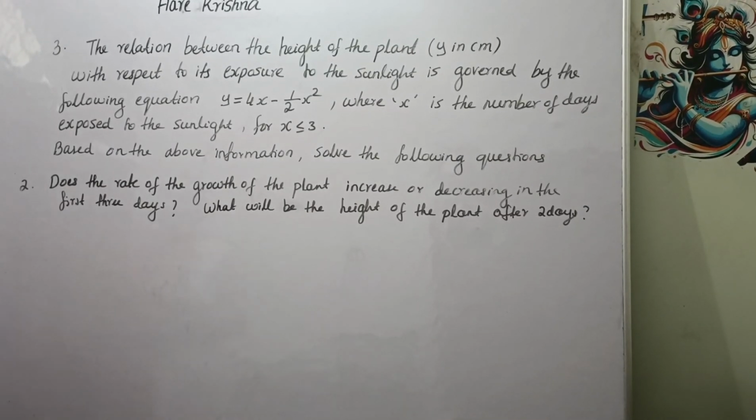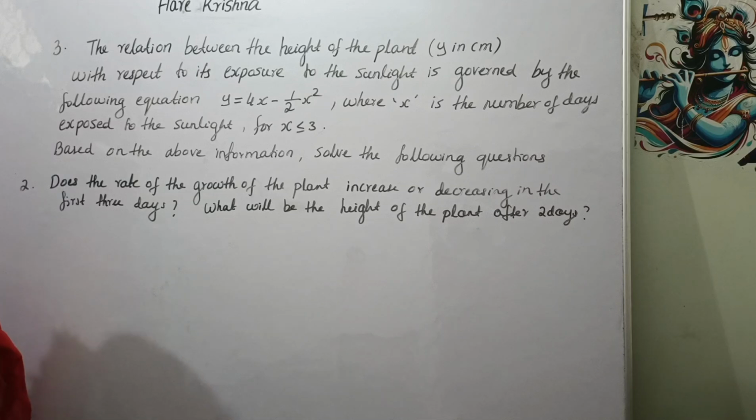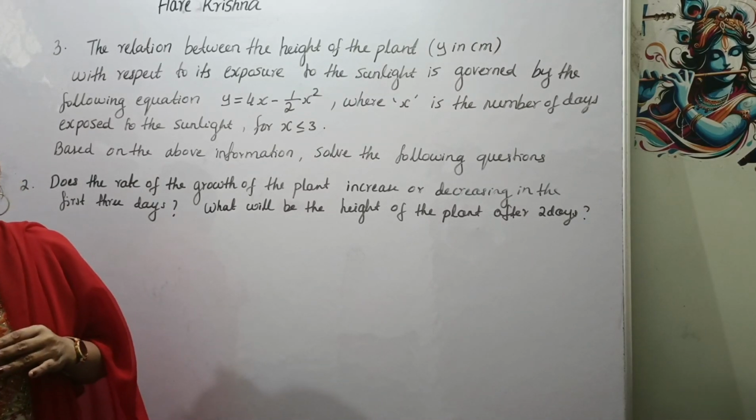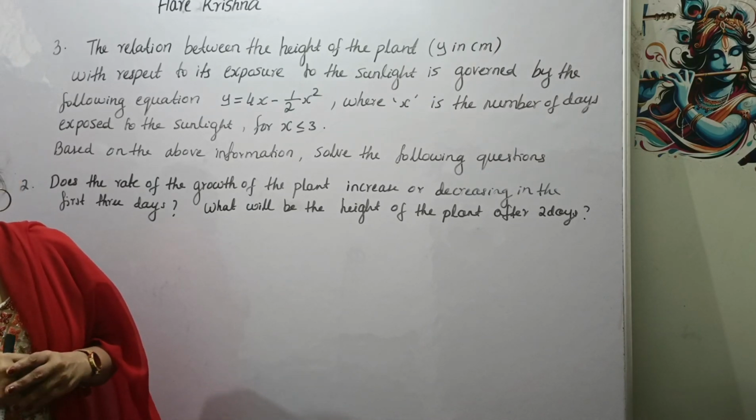In this second question, does the rate of the growth of the plant increase or decrease in the first 3 days? What will be the height of the plant after 2 days? Here we have already learnt increasing and decreasing functions, right? And we know how to check whether the given function is increasing or decreasing. We learned that if f dash of x is greater than 0, then f of x is increasing. If f dash of x is less than 0, then f of x is decreasing, right?